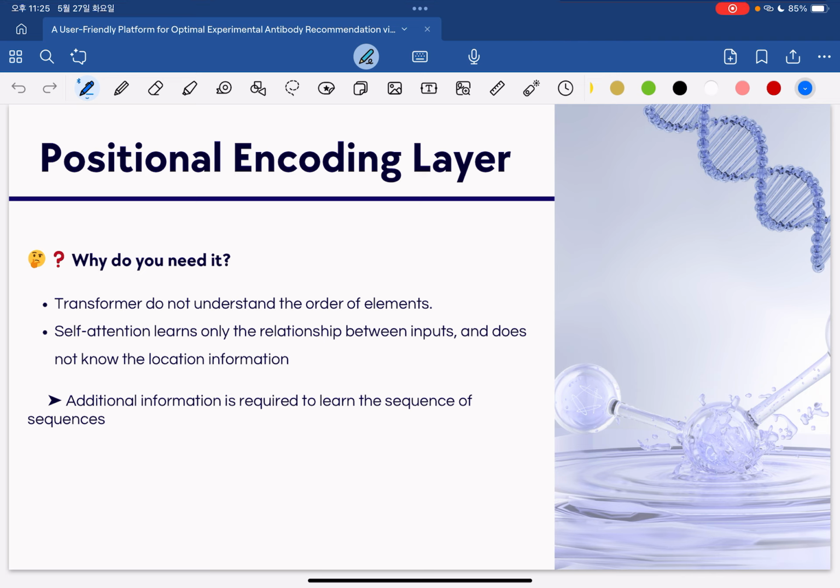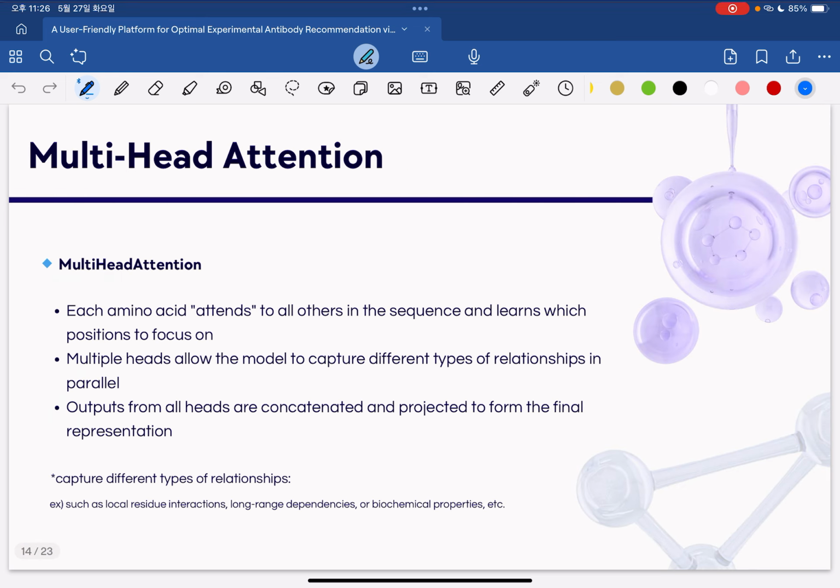Transformers do not understand the order of elements in a sequence. To address this, positional encoding is added to the embeddings to provide the model with explicit positional information. Multi-head attention enables the model to learn various relationships between amino acids simultaneously. Each amino acid attends to all others in the sequence, allowing the model to determine which residues to focus on. Each attention head captures different aspects, resulting in richer and more expressive representations.